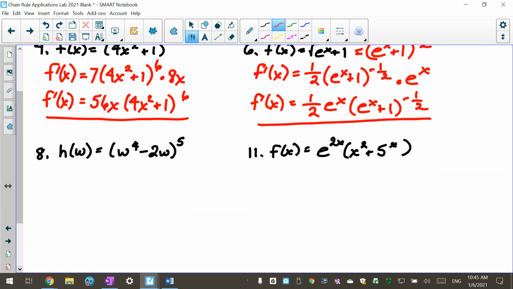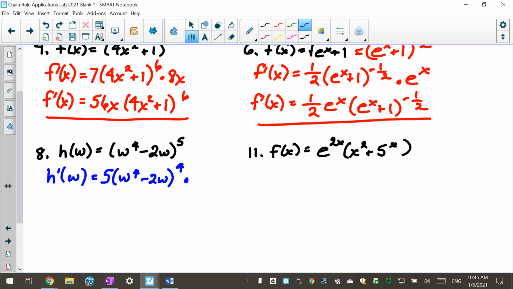Okay. Next one I'm going to do is 8. And 8 is h of w equals the parentheses w to the 4th minus 2w, all raised to the 5th power. Again, I look at this and say, okay, the outside is the power function again. So this helps you get started. So h prime of w is 5, don't touch the baby, to the 4th power, times the derivative of the inside.